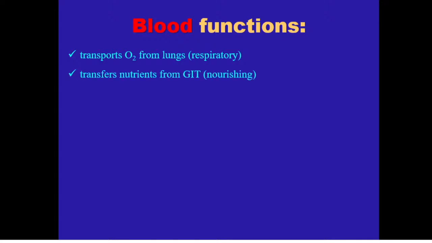Blood transfers nutrients from the gastrointestinal tract to all of our cells, and this function we name nourishing. Blood also transfers end products of catabolism, and this function we can name excretory. It means that all blood after this must be filtrated by the kidney to excrete water-soluble compounds and by the liver to excrete water-insoluble compounds with the bile.